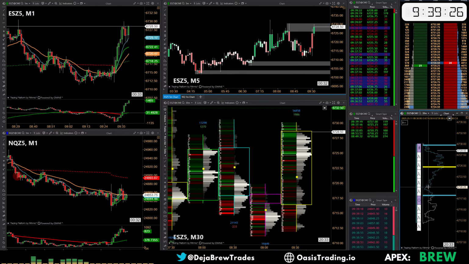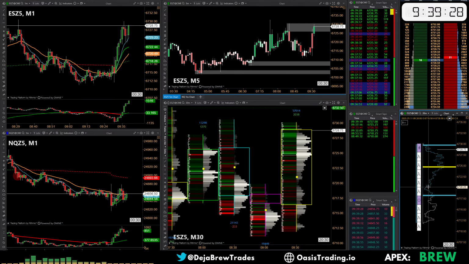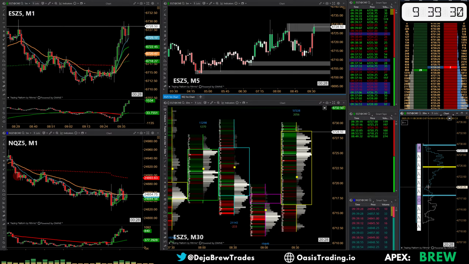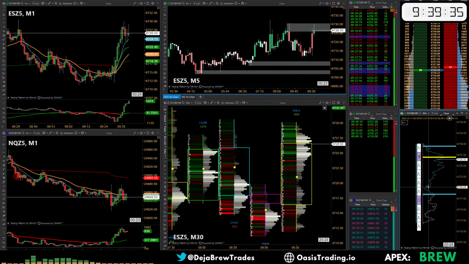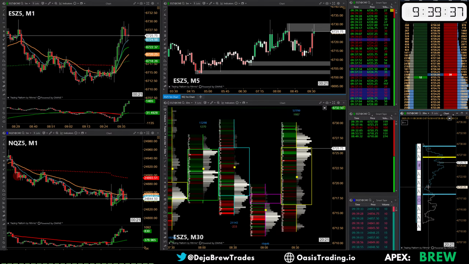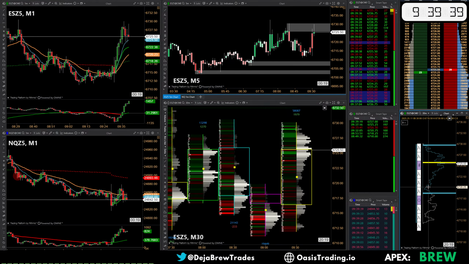Still pretty bullish on ES here, holding above that ADMA, holding above this upper node. This is about where we should be seeing a lot of sell pressure, around 28 to 32, 35, somewhere around there.